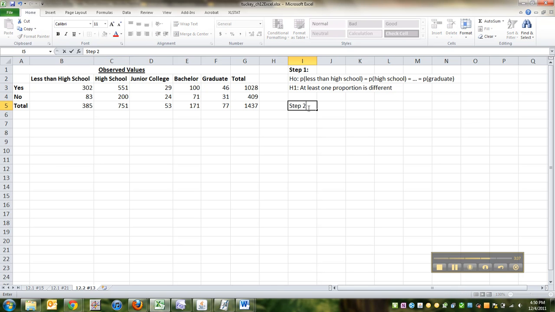Okay, so step 2 is the alpha, which was, I think, 0.05. Yep, typical. All right. Step 3, the test statistic. Okay, well, to find the test statistic, we're going to need a whole bunch of stuff. We need observed minus expected and all that stuff. So we're going to need the expected first.